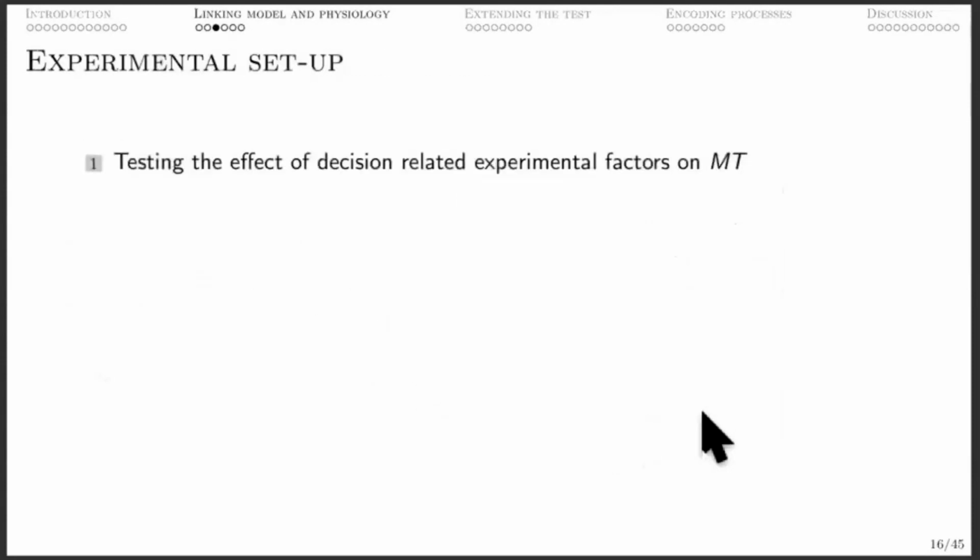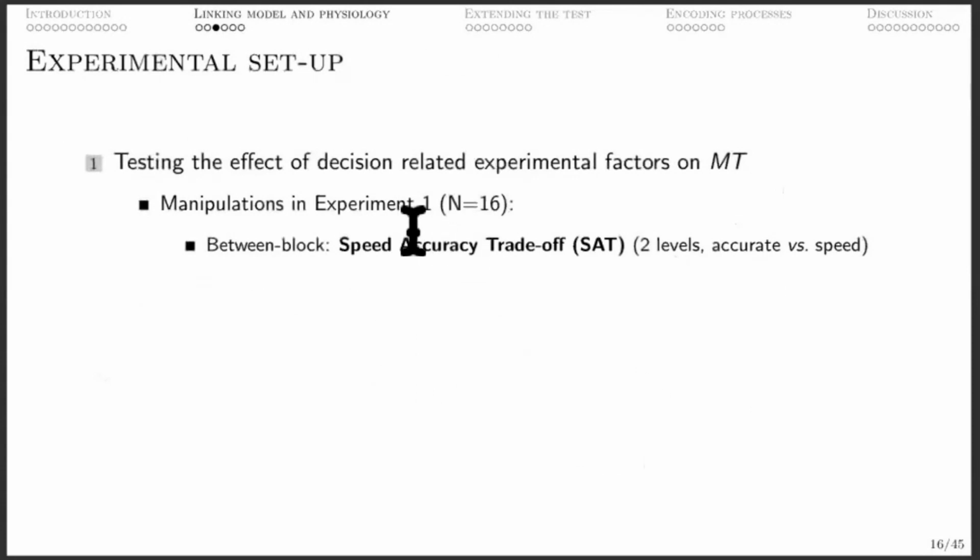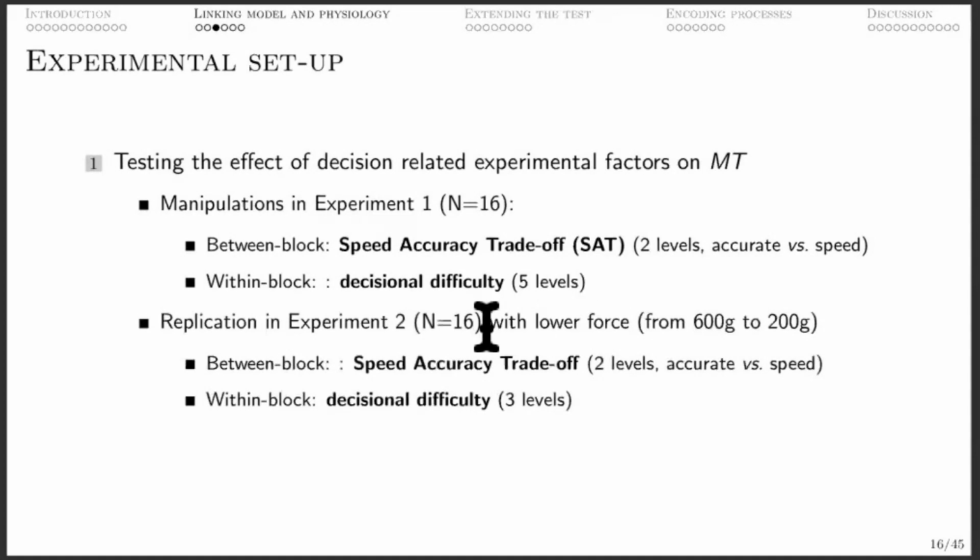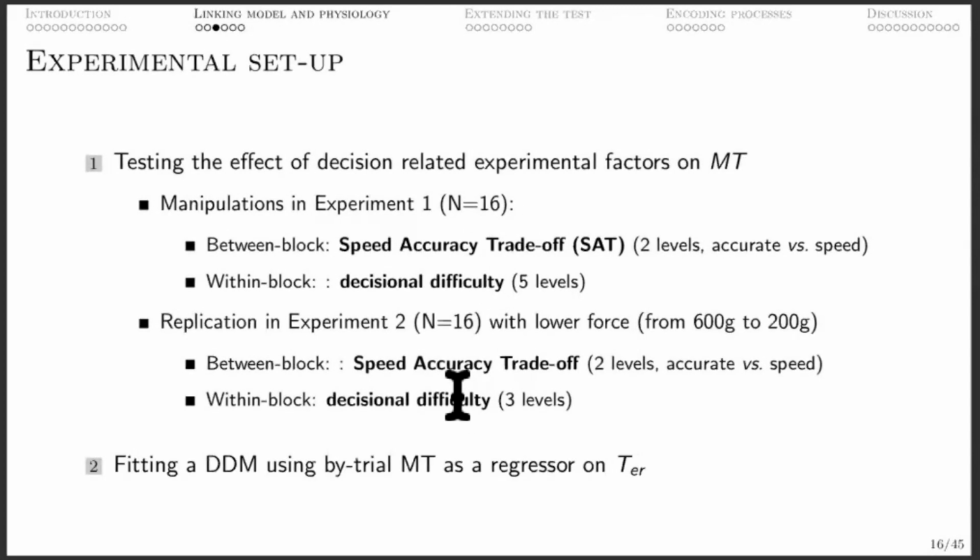For the experimental factors, we manipulated speed-accuracy trade-off in an experiment with 16 participants and asked them either to be fast or to be accurate. We also manipulated the decisional difficulty, ranging from really easy trials to hard trials, where we simply increased or decreased the difference between both patches. We replicated both of these manipulations in a second experiment, again with 16 participants, and just adjusted the level of force that participants needed to apply, to see whether these results generalize to a more canonical setting. And in the last part of this section, we fitted a drift diffusion model using the by-trial motor time as a regressor on the non-decision time.